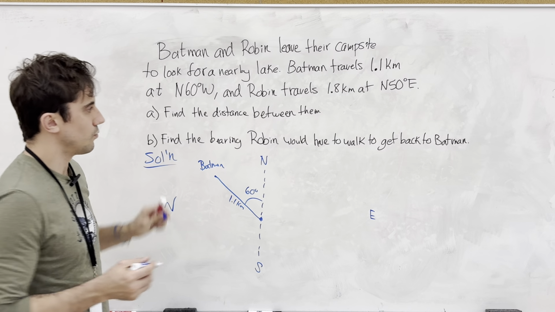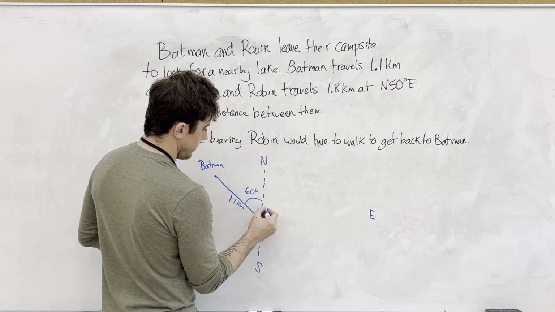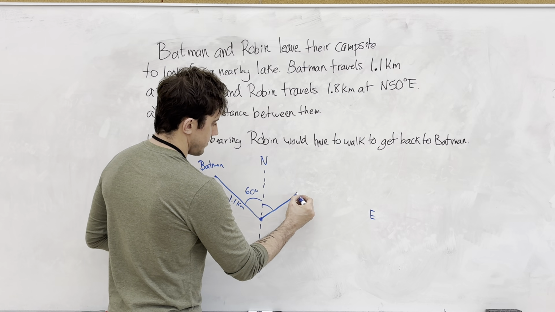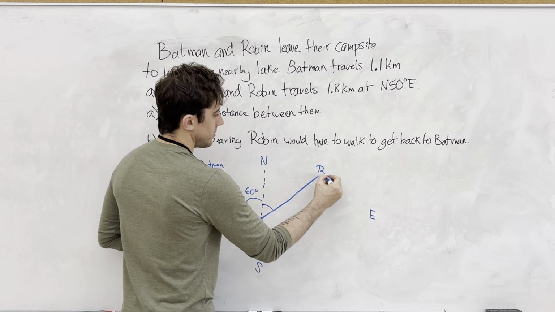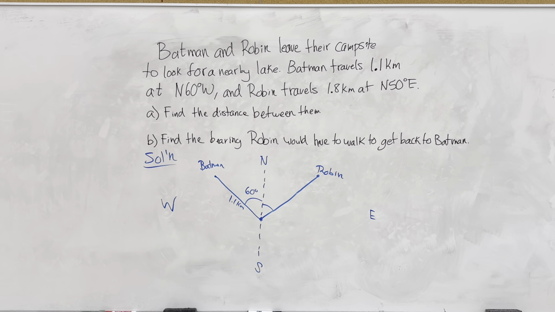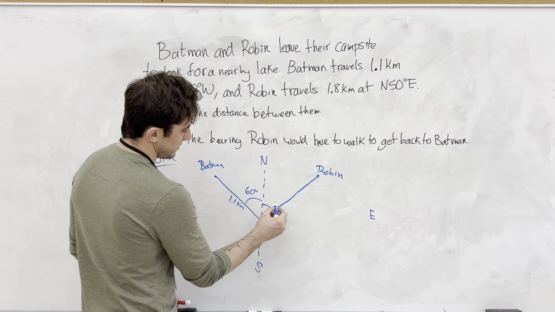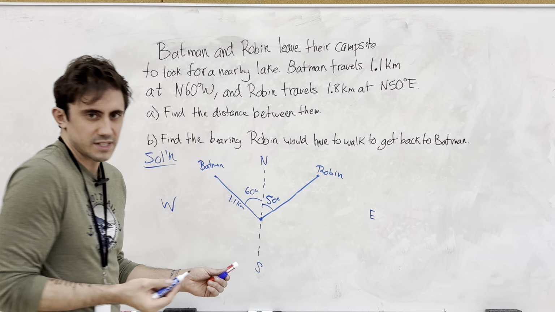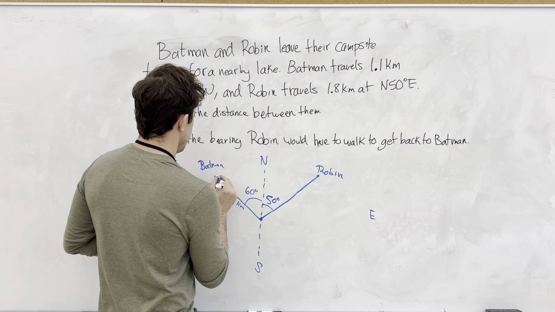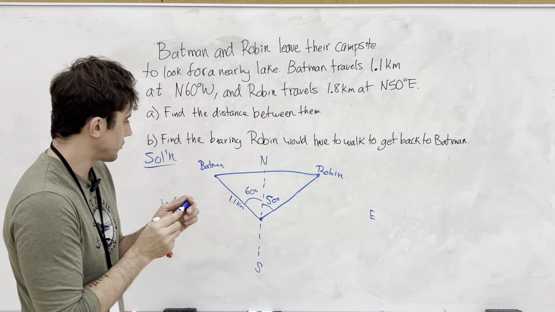Next we have Robin traveling 1.8 kilometers at north 50 degrees east. Now we're going east, so we'll do 50 degrees, something like that, and 1.8 kilometers, so Robin will be somewhere over here. Does that look okay? Let's say that's roughly 60, that's roughly 50. That's not perfect, but reasonable enough. And so obviously we can match their two endpoints with the third side length, and so we have a nice triangle now.